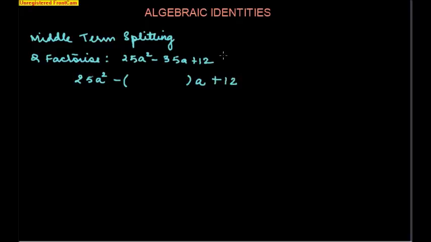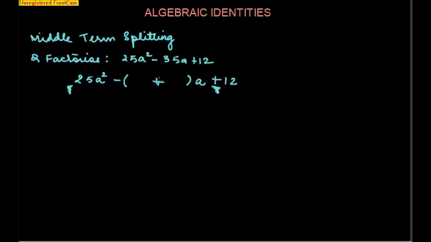Please see, I have written everything as it is, but I have not written 35. Instead of 35, I have put a bracket. Now in between the brackets, I see the sign in front of the constant, which is plus, and the sign in front of the coefficient of a square, or x square, is again plus. Plus into plus becomes plus, so we put plus here.